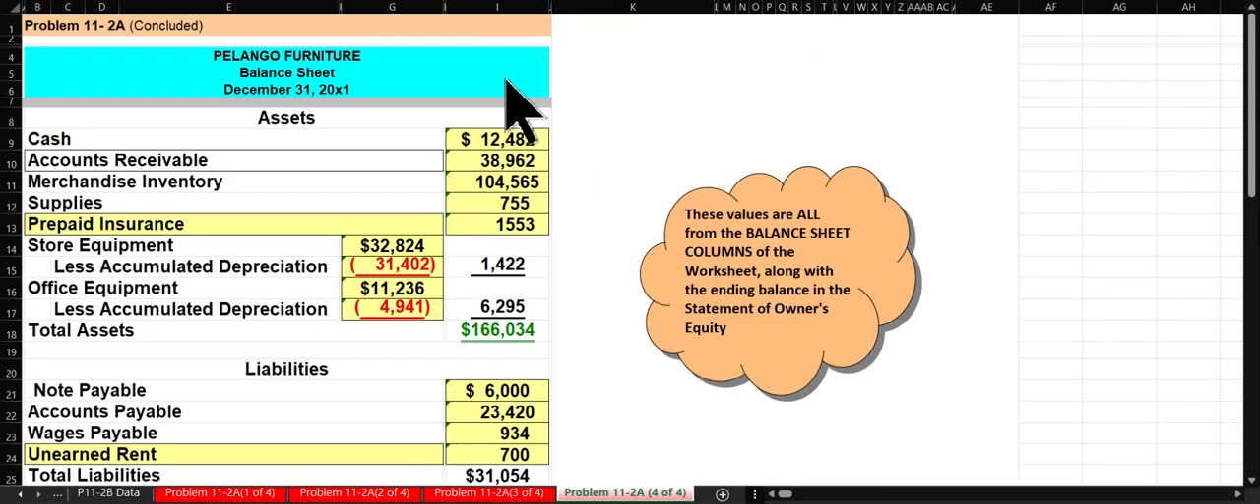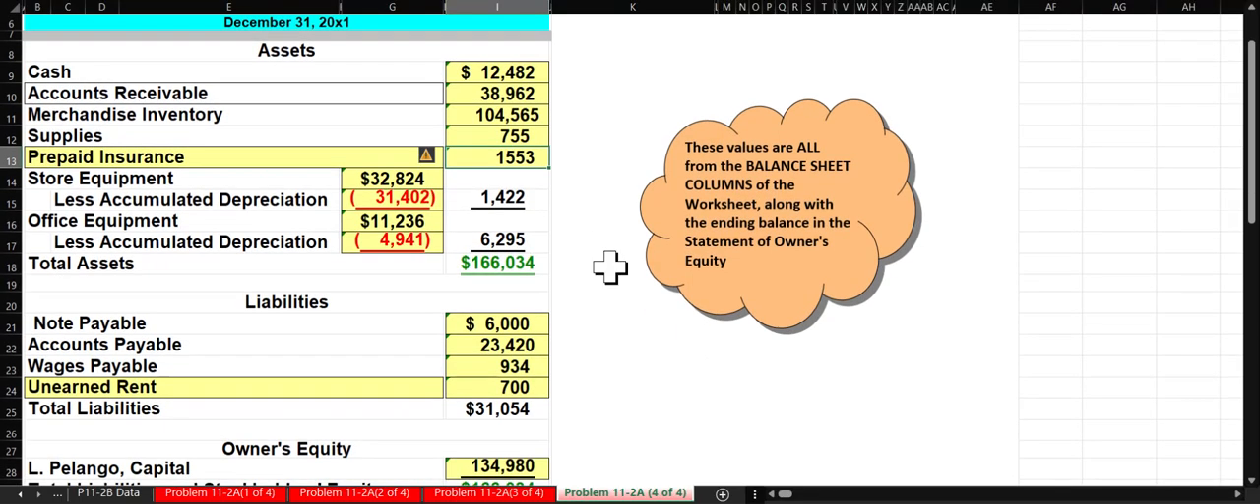So we go to the balance sheet columns of the worksheet and we take the assets. So we have the cash. You can see this came from the balance sheet columns. We have receivables. We had no allowances to deal with here. So we just take the amount. We have inventory. See, this is the new ending inventory. Then we have our supplies that we haven't yet used. And we have our prepaid insurance that we are bringing over to the next period. So these are all the current assets.